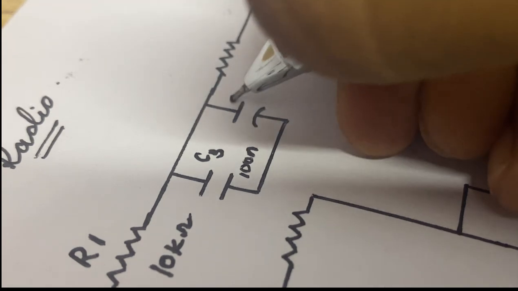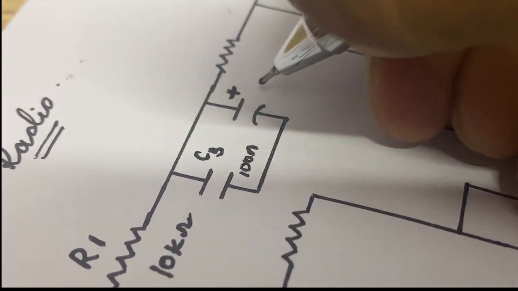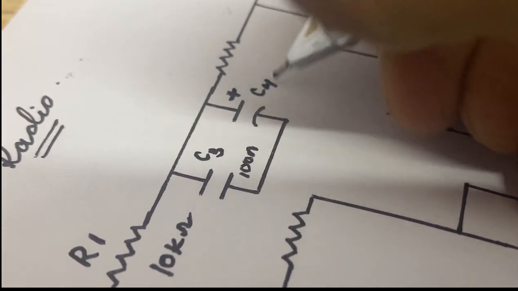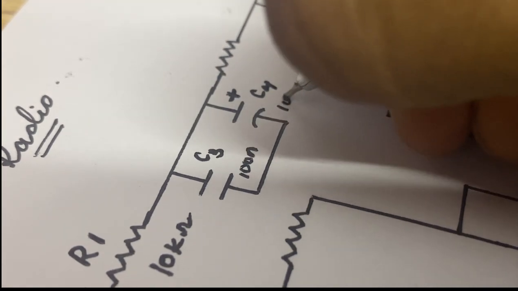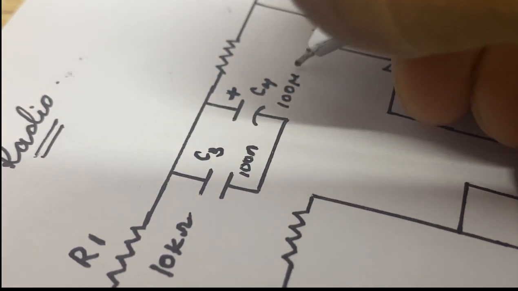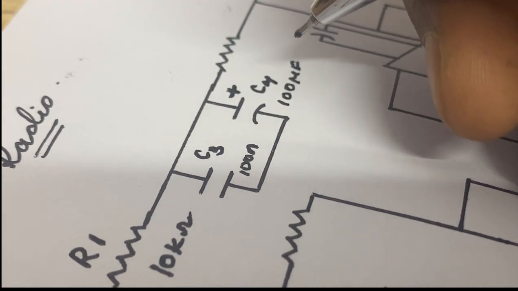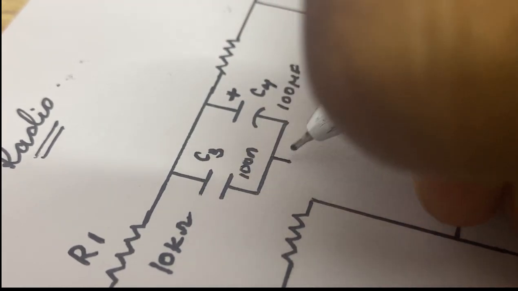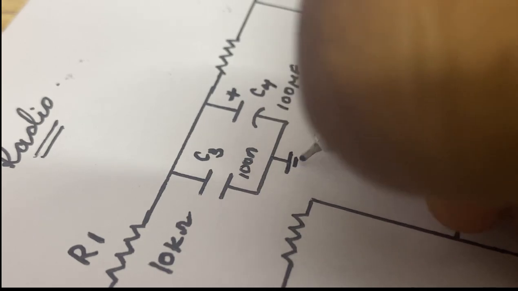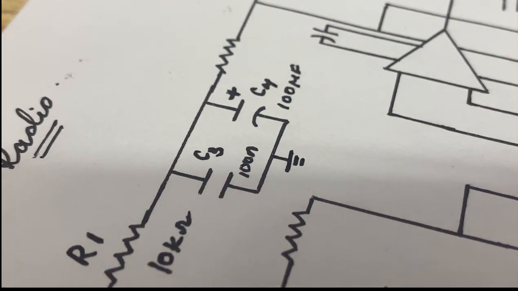So after the calculations of resonant circuit, we'll get capacitance C3 as 100 nanofarad and capacitance C4 as 100 microfarad. Capacitor C4 will be electrolytic one.